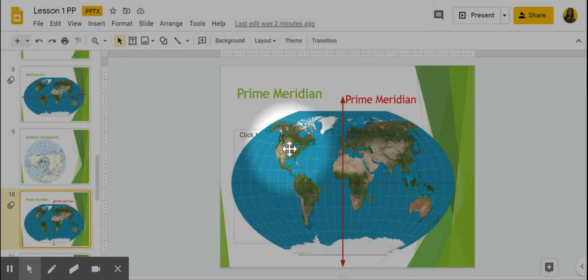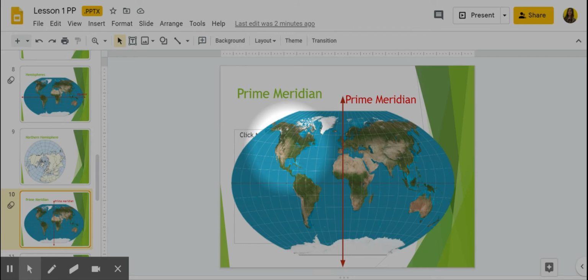So I'm going to put my highlighter, my spotlight over the United States, and I want you to think right now, what is one way you could describe the location of the United States using this prime meridian and the concept of hemisphere?